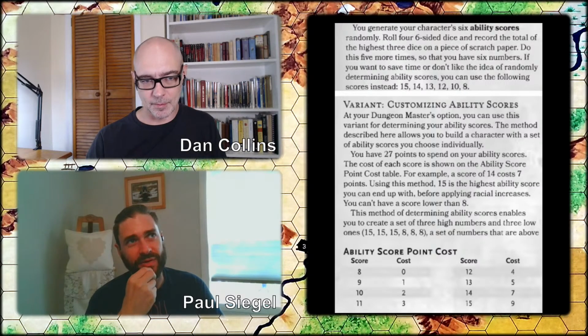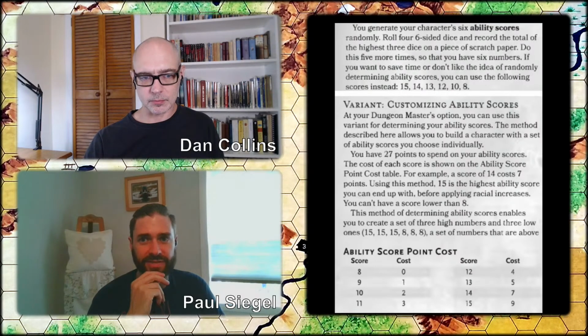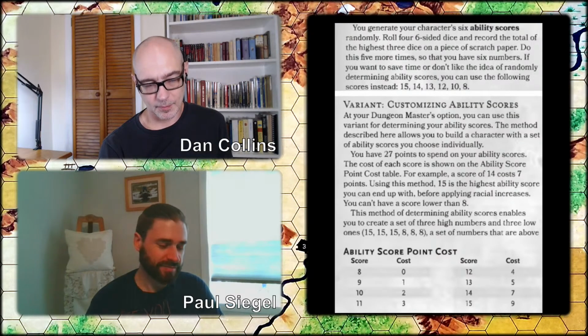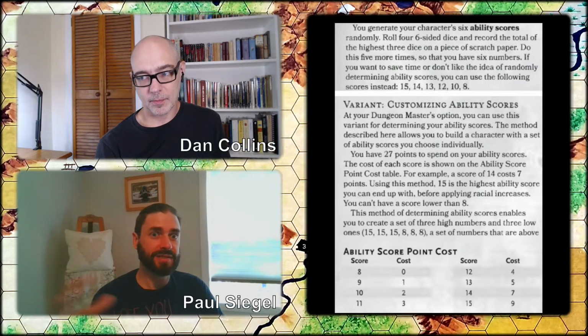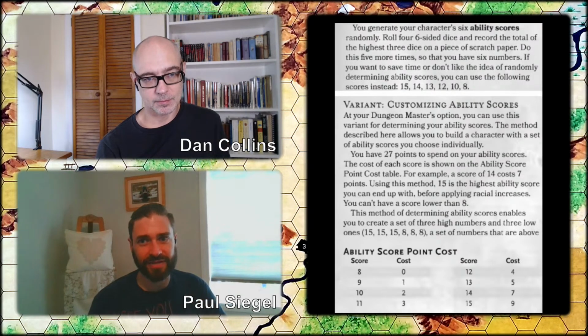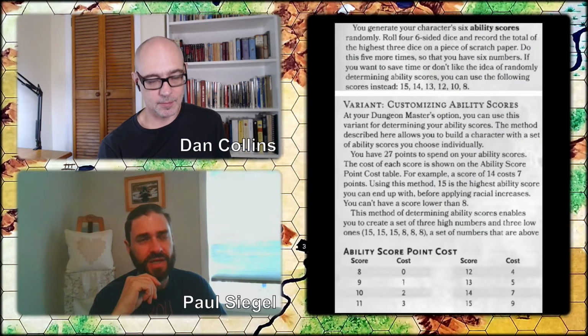I always thought the standard array was a speed thing, like you're just generating lots of characters and you want to go faster. You don't want to be bogged down with rolling dice or doing point buys. So here, just use these numbers. I could see DMs using them when they're prepping a game for a convention, say, right? I would probably use it in that case. I just don't want to roll a bunch of dice. I just want to go boom, standard array, done.